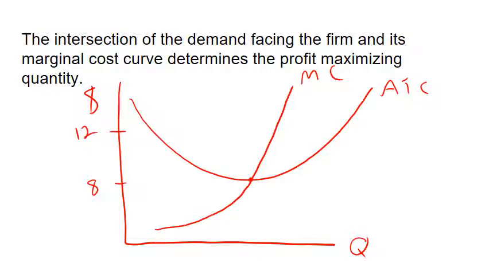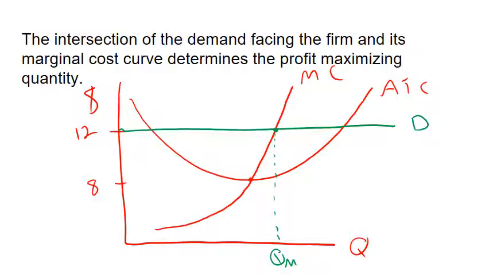Well, that means the demand facing the firm is a horizontal line at $12. Here's my demand curve facing the firm. To find the profit maximizing quantity, I simply find where the demand curve intersects the marginal cost curve and drop straight down. QM is the quantity that maximizes profit.